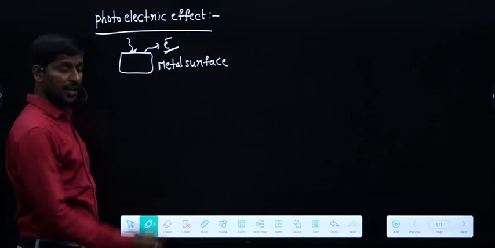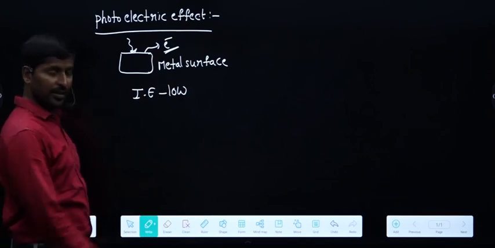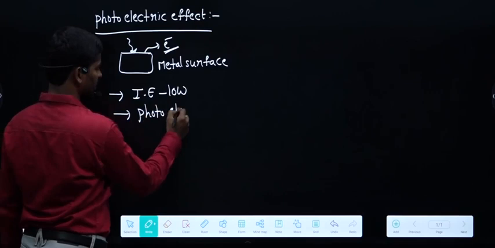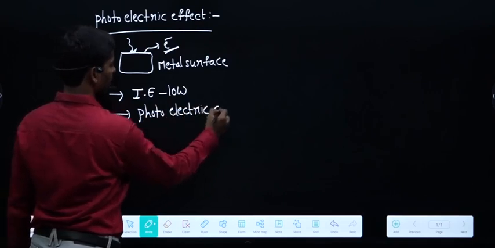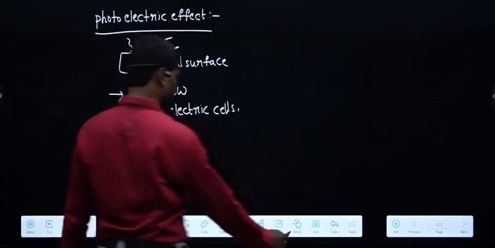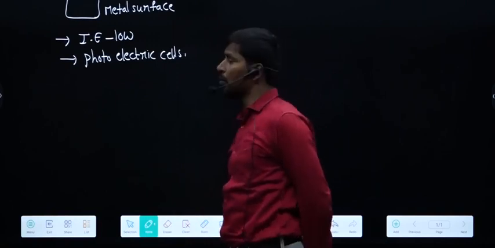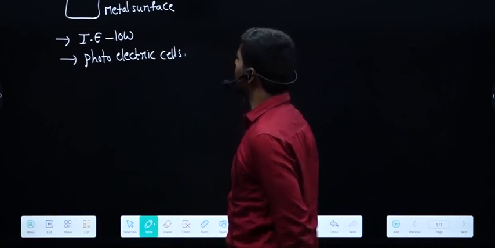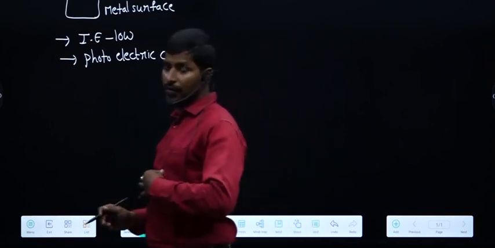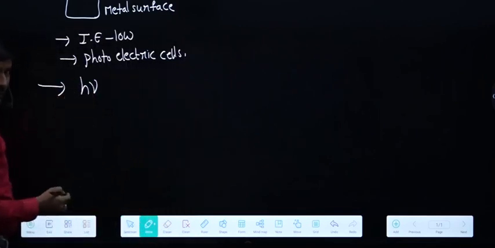Since the ionization energy values of alkali or alkaline earth metals are low, it is easy to remove the electrons. That's why alkali or alkaline earth metals are generally used in photoelectric cells to convert light energy to electric energy. And as electrons are emitted, they are used in photoelectric cells. Particularly, cesium's ionization energy value is very low. That is used in photoelectric cells. Okay, this experiment indicates which nature of light? Particle nature of light.